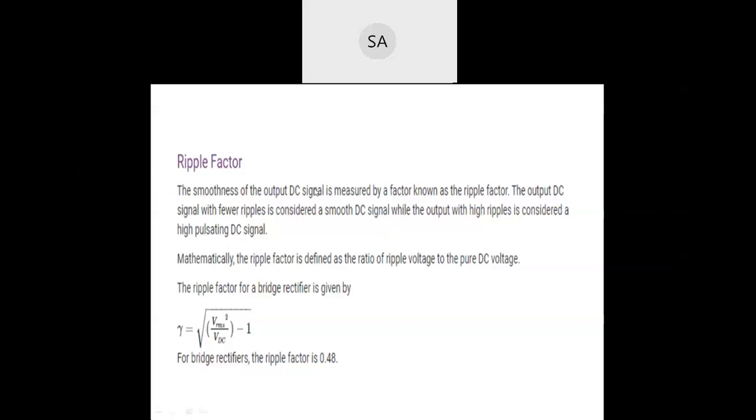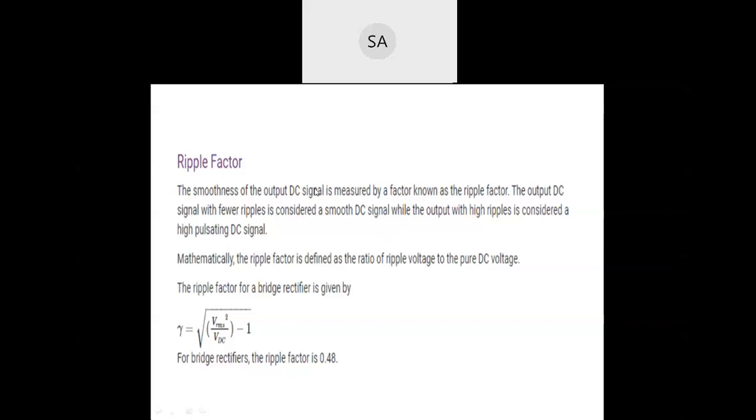Similarly, the DC power output PDC is equal to I square DC into RL, so you will get (2 Im by pi) square into RL. And the same VDC is equal to 2 Vm by pi.